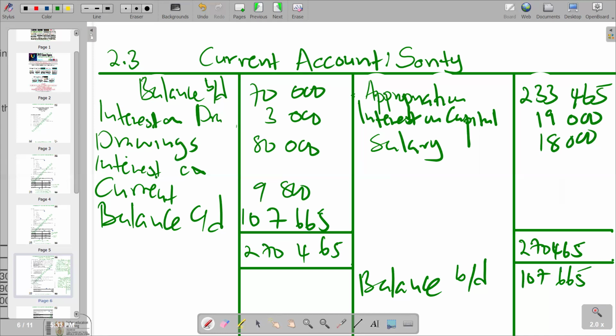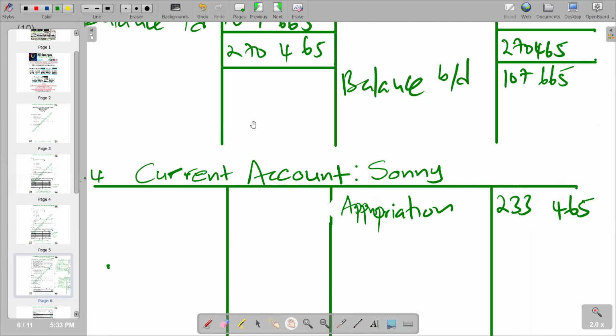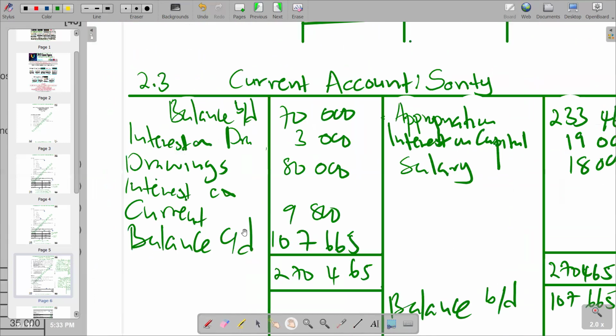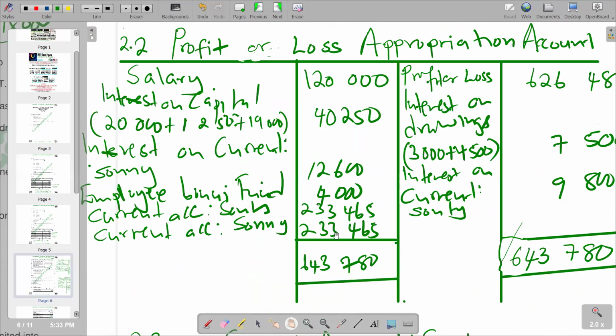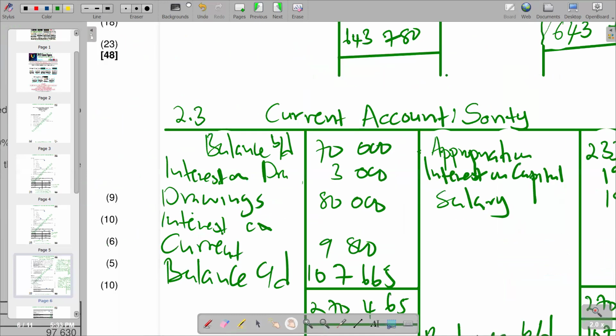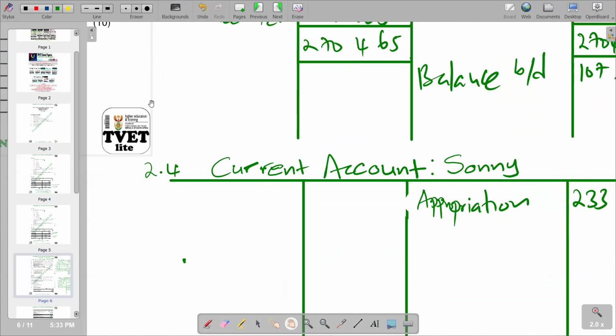And we also have Sonny, which we are just going to prepare beneath this one. So this one is for Sonny now. We've already entered the appropriation 230,465, which is the figure that we are taking from the appropriation account, which is this one for Sonny. And also check for the opening balances for the current for Sonny. Obviously, we have it here.